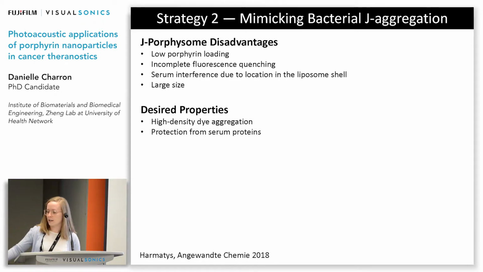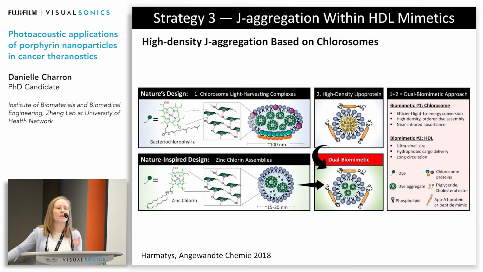So what we wanted to create is something that is in the core of a particle, but that has a much higher density packing of dyes. So this leads me to strategy 3, which is a dual biomimetic system. So we take our idea of mimicking what nature has done in light harvesting complexes, and we merge it with another strategy used in nanomedicine development, and that's high-density lipoprotein mimetics.